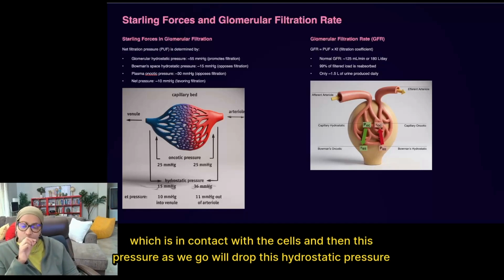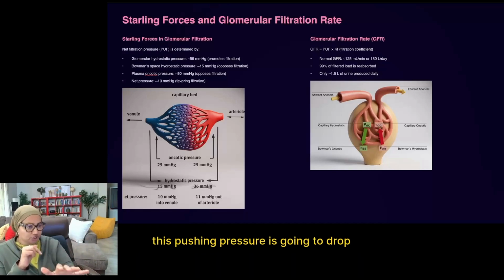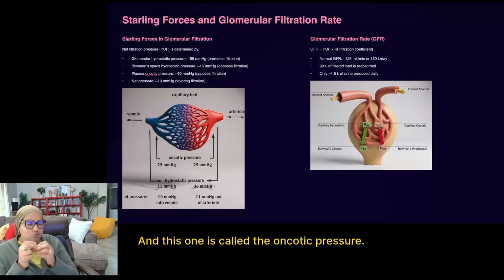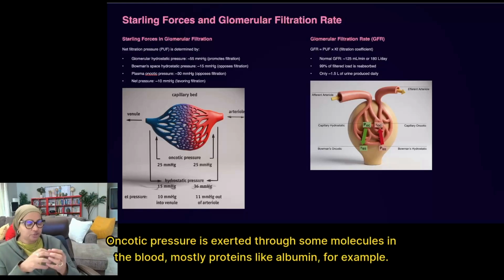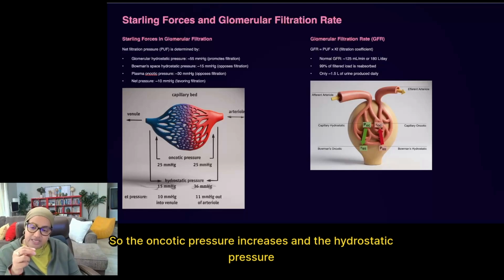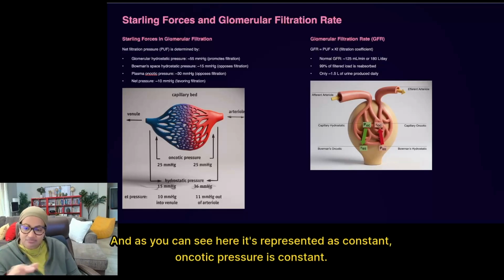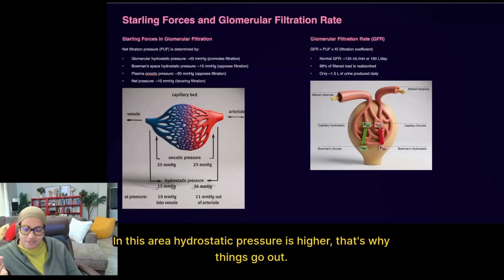Then this pressure, as we go, will drop. This hydrostatic pressure, this pushing pressure, is going to drop until it reaches a level where it's less than the pressure that tends to keep things within the vascular system. This one is called the oncotic pressure. Oncotic pressure is exerted by some molecules in the blood, mostly proteins like albumin, for example. So the oncotic pressure increases and the hydrostatic pressure drops as fluid moves towards the venule. As you can see here, the oncotic pressure is represented as constant. In this area, hydrostatic pressure is higher, that's why things go out.